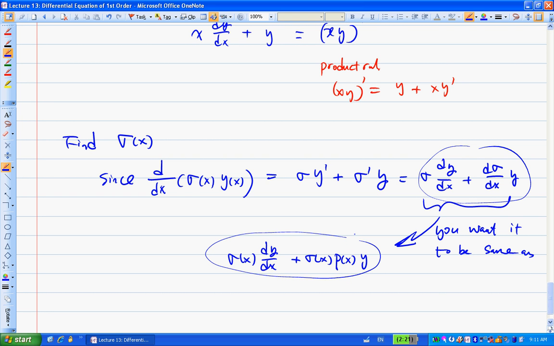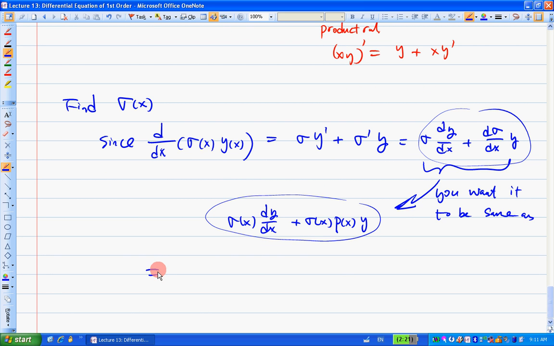Did you see anything that's the same? Oh yes, the first one is the same. So you want these two the same, and the first one is already the same, which means the second term has to be the same as each other. So d sigma over dx times y has to be the same as this one. What's the similarity here? There's a y here and a y here, so the two y's are gone.